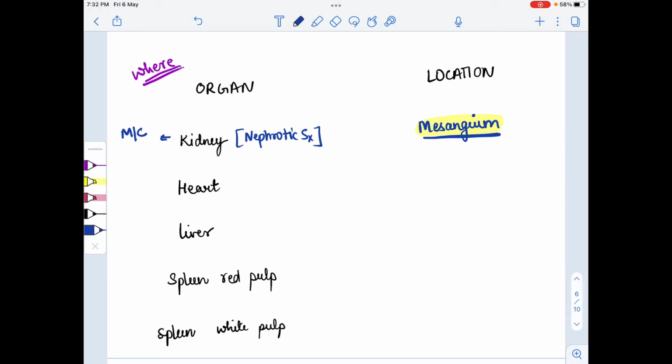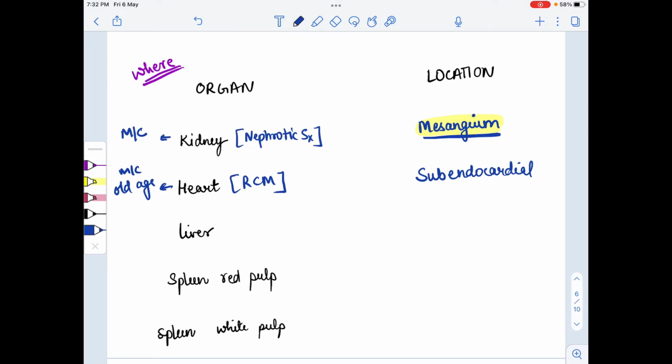While for the heart, the position is subendocardial, under the endocardium. Amyloid gets deposited. Where in the heart does it get deposited? It gets deposited under the subendocardium. And in the heart, which disease occurs when amyloid deposition is there? That is RCM, restrictive cardiomyopathy. It is most commonly seen in old age.